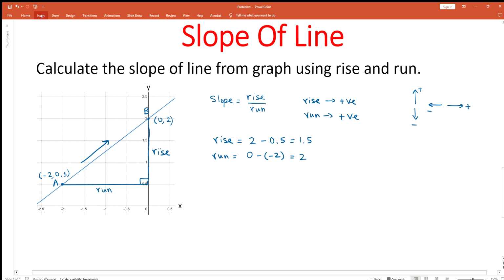Now we can use these values to calculate the slope. 1.5 over 2 is equal to 0.75 in decimal form or 3 over 4 in fraction form. So the slope of this line is 0.75 or 3 over 4. This should be the final answer for this problem. So these are the steps you have to keep in mind to find the slope from rise and run.